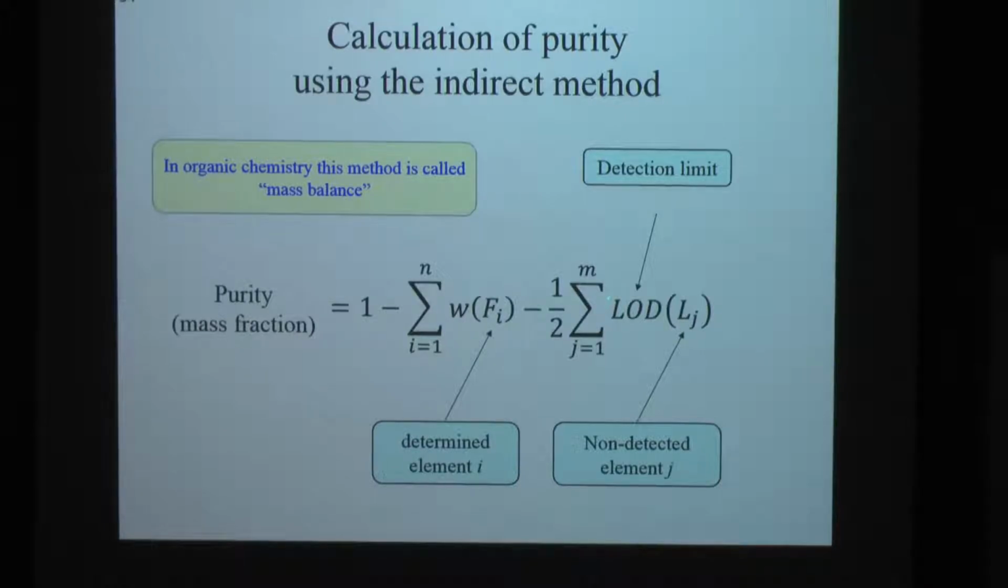And also, you have other measurements where you do not detect the element, but they have what's called a limit of detection. You have to take that into account because you don't know it's absent, you just know it's below the detection limit. So you take 1/2 of the limit of detection and have an uncertainty that covers that, and you have to subtract 1/2 of the limit of detection for the not detected elements.